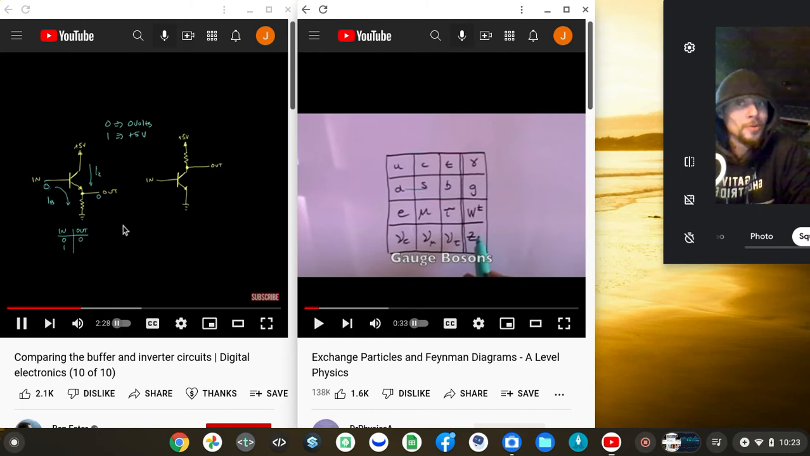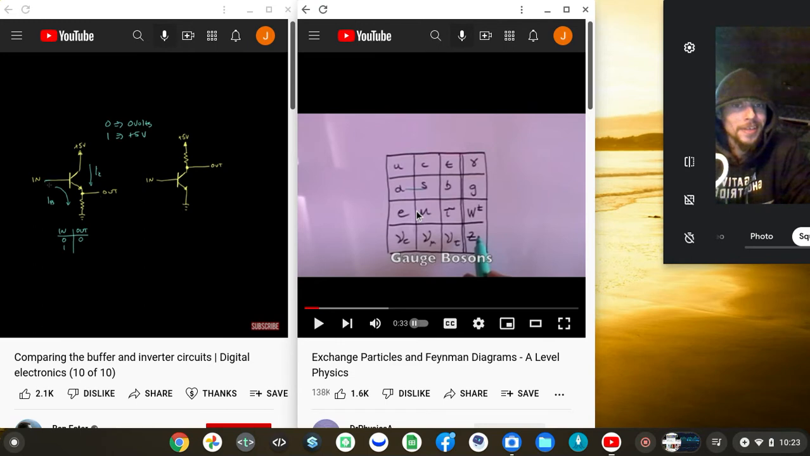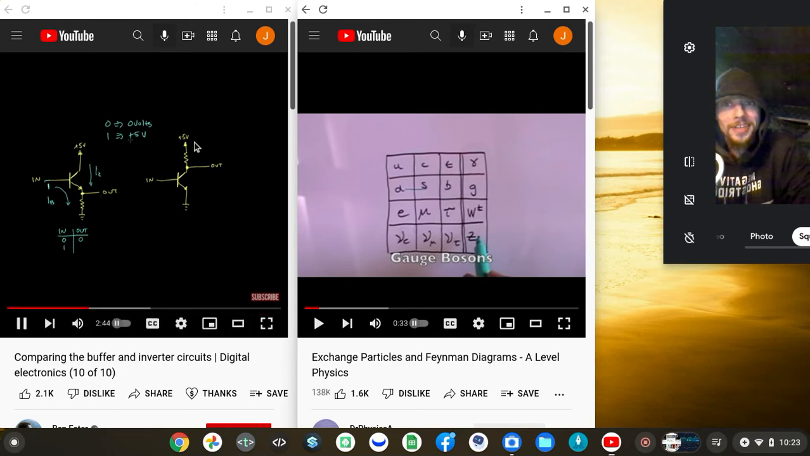Now let's look at the case where our input is 1. So if our input is 1, which remember means plus 5 volts. We're using 1 to symbolize plus 5 volts, or I guess another way to think of it is we're using plus 5 volts as the symbol for the notion of 1.